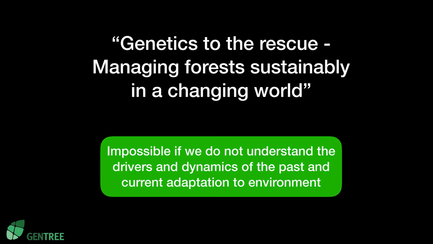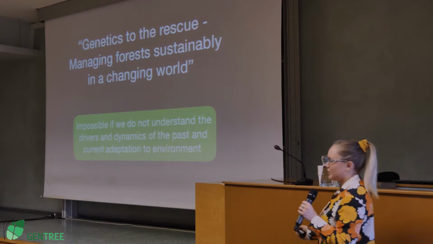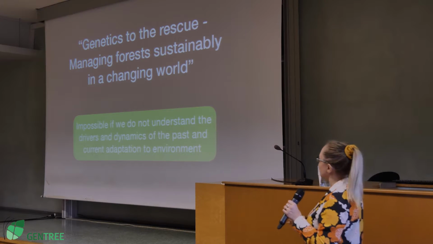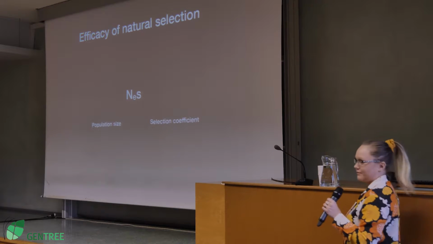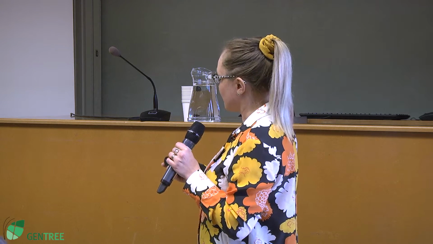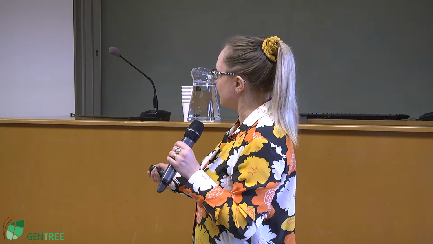So the theme of the meeting is genetics to the rescue, and I just want to make this point that it's impossible to use genetics to the rescue if we don't understand the drivers and the dynamics of the past and present adaptation to the environment, and that's what I'm trying to get into in this talk. So to have adaptation, as Antoine already showed quite nicely, you need natural selection. And what we know about natural selection is that there are two big components that affect the efficacy: the effective population size, NE, and the selection coefficient, S.